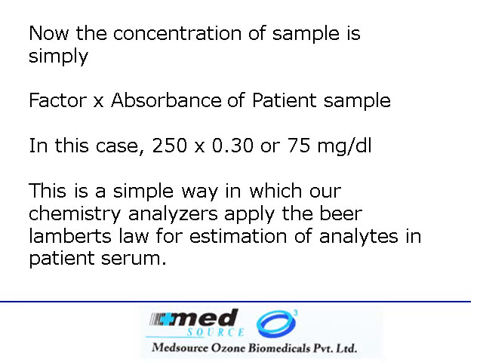So the patient sample when read on the spectrophotometer was giving an absorbance of 0.3. So simply multiply the factor by 0.3, in this case 250 into 0.3, and the answer is 75 mg per dl. So 0.4 absorbance meant 100 mg per dl, therefore 0.3 absorbance means 75 mg per dl. This is the way in which chemistry analyzers apply the Beer-Lambert's law for estimation of analytes in patient serum.